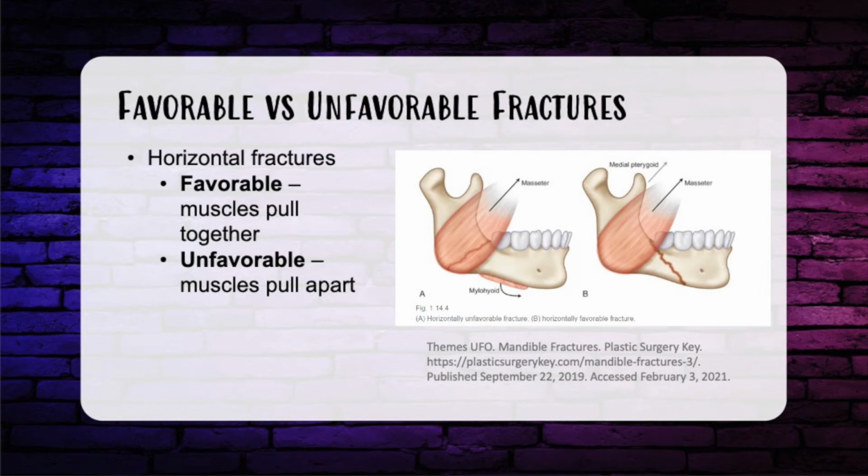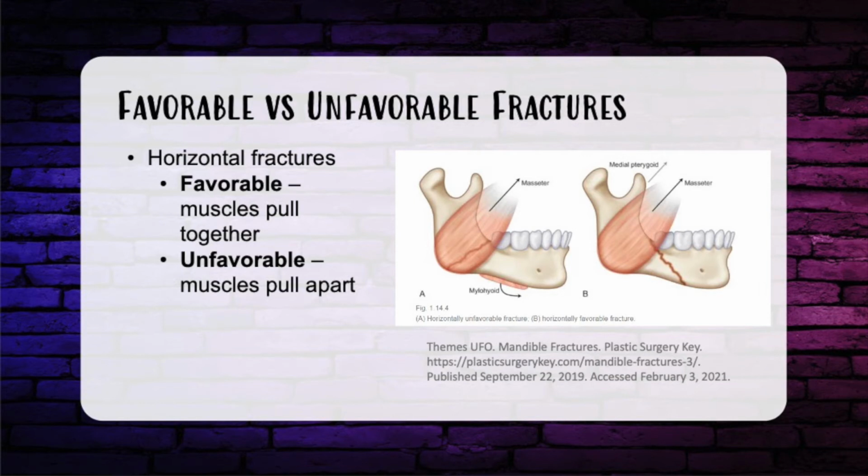Okay, so fractures can be favorable or unfavorable in the horizontal or the vertical direction. For horizontal fractures, you're looking at the mandible from a lateral view. Horizontally favorable fractures are fractures that travel from the alveolar border of the mandible downward anteriorly towards the inferior border of the mandible. Because both the posterior and anterior muscle groups are going to pull up on the fracture fragments and thus towards each other, this is considered a favorable fracture.